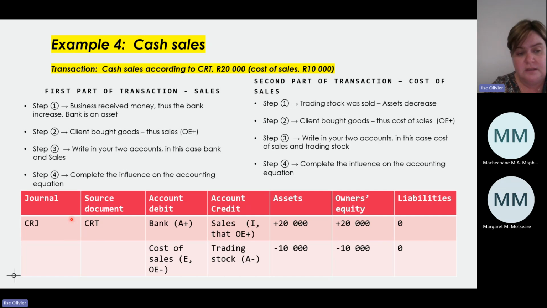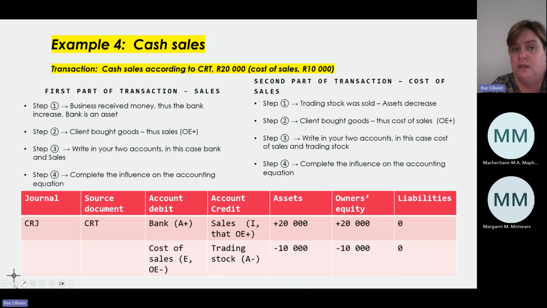CRJ, source document, is a cash register tape or a cash register roll. First part of the transaction, bank is debited. Bank is an asset that increases. Sales is an income that increases your owner's equity. Assets increase with 20,000 Rand, owner's equity with 20,000 Rand, and your liabilities is zero. Then my cost of sales is debited because my trading stock, that is an asset, got less, and cost of sales is an expense that decreased my owner's equity. So assets decrease with 10,000 Rand and owner's equity decreases with 10,000 Rand.